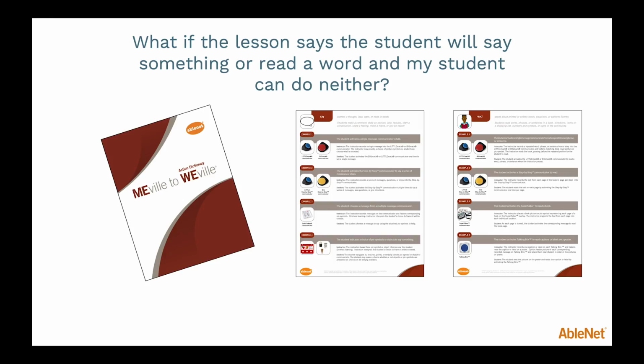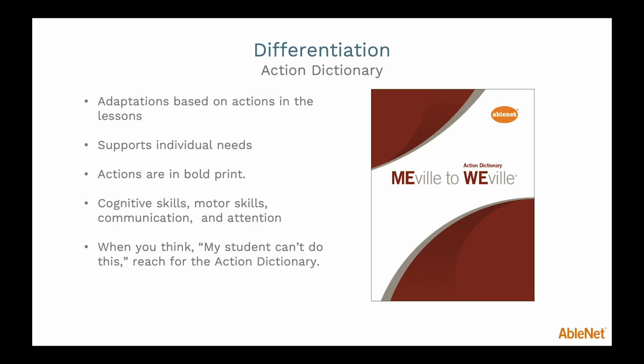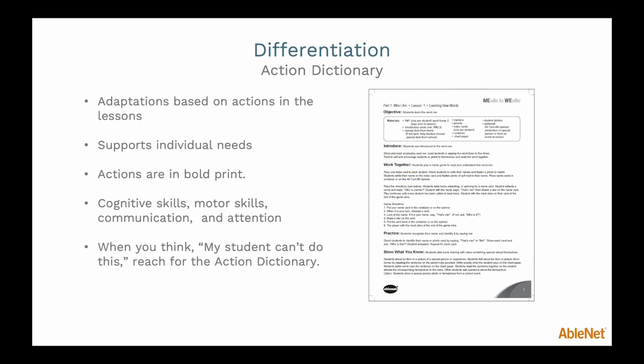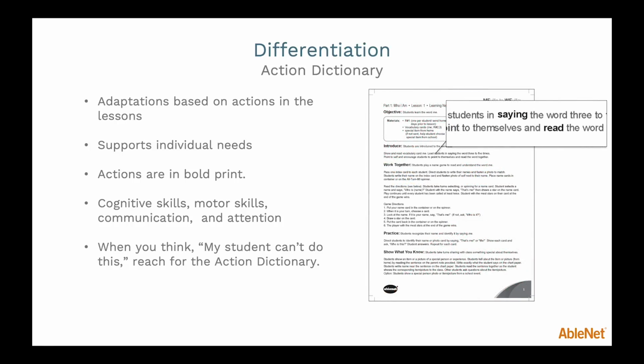So what if the lesson says the student will say something or read a word and my student can do neither? That's what the Action Dictionary is used for. The Action Dictionary supports differentiation and high-quality literacy instruction. It inspires teachers to look at actions required to complete the lessons and see how all learners can be actively learning. While you are teaching a lesson, you'll find words that are in bold print. These words are found in the Action Dictionary.